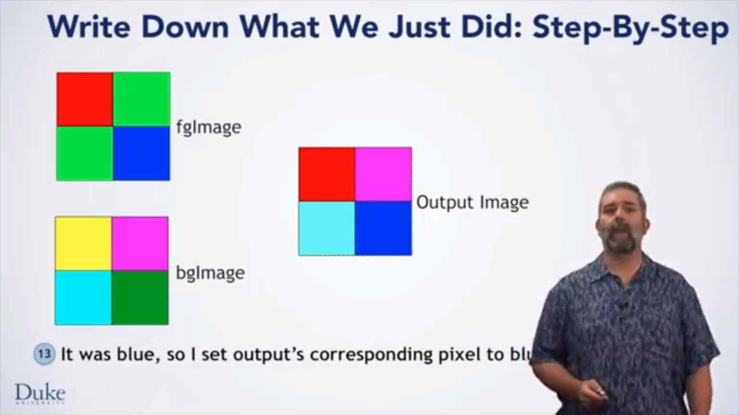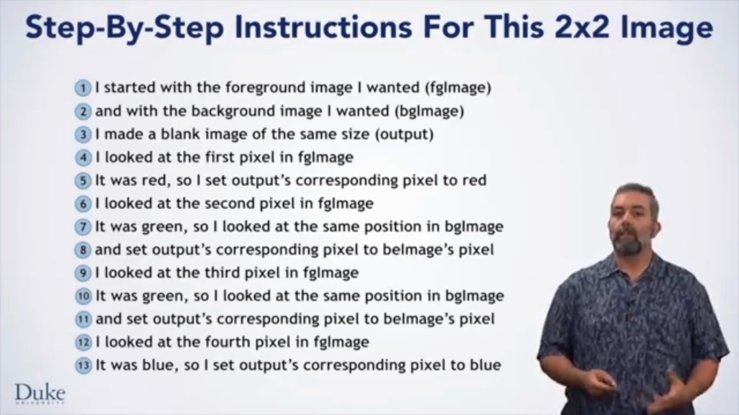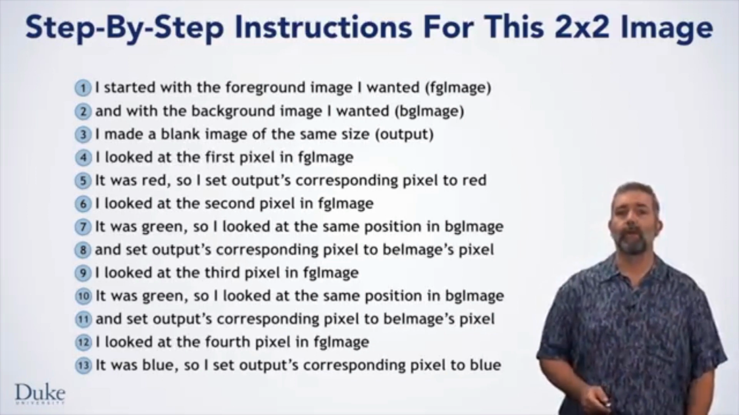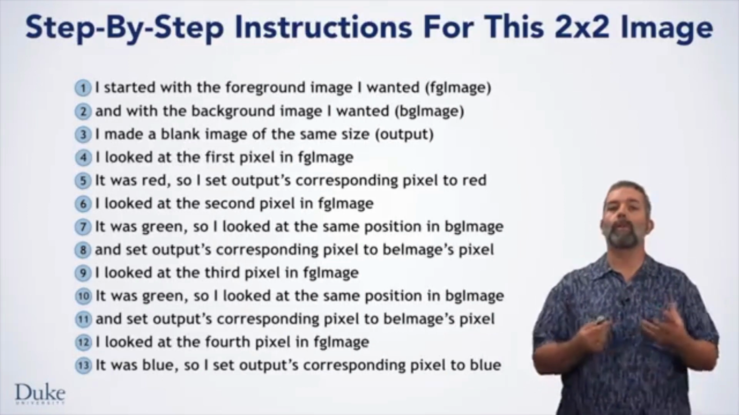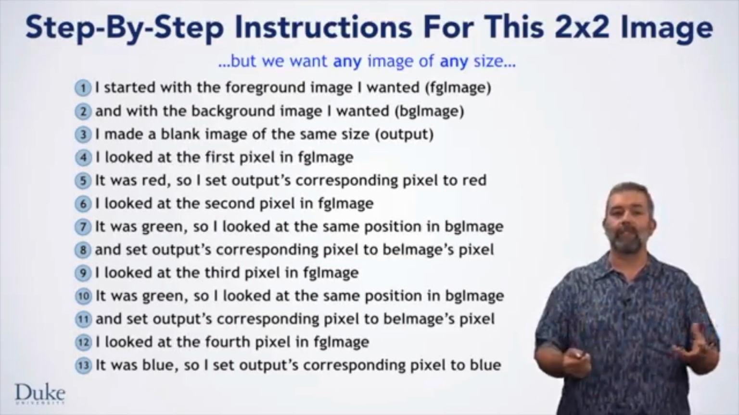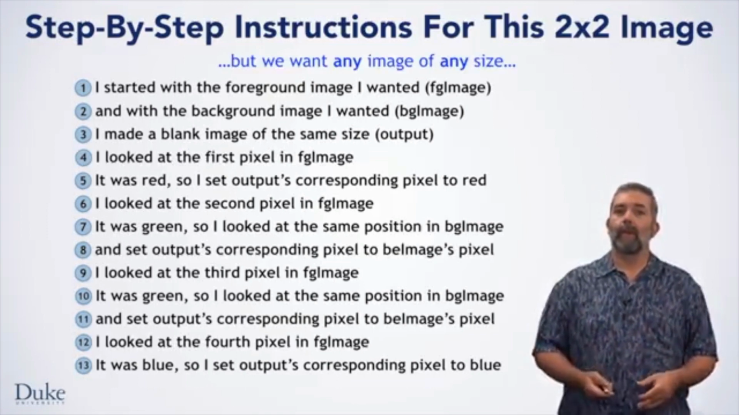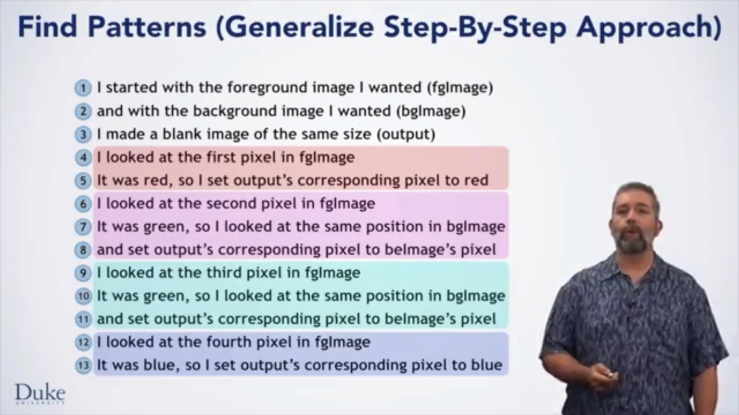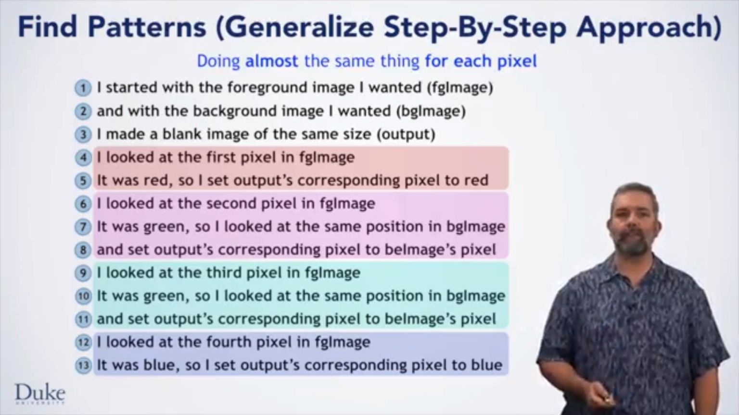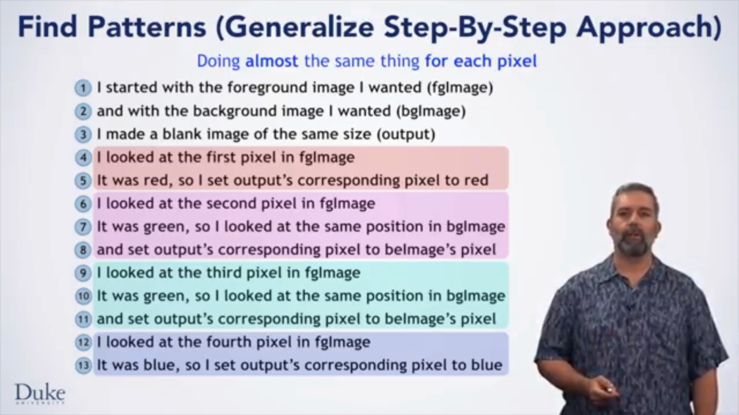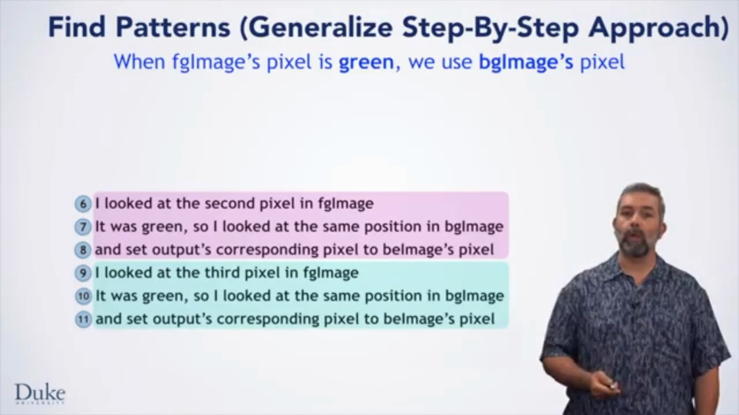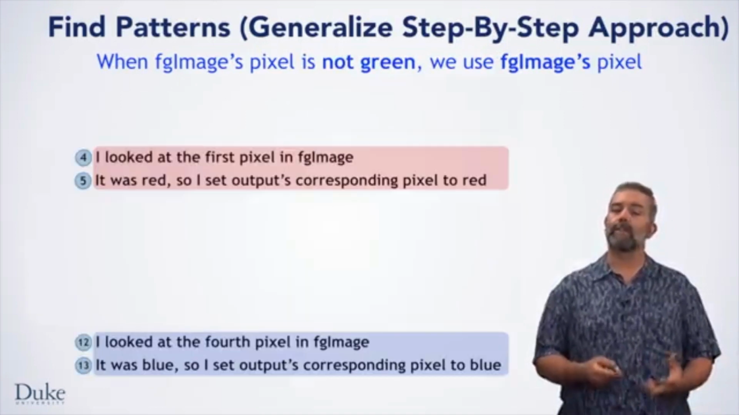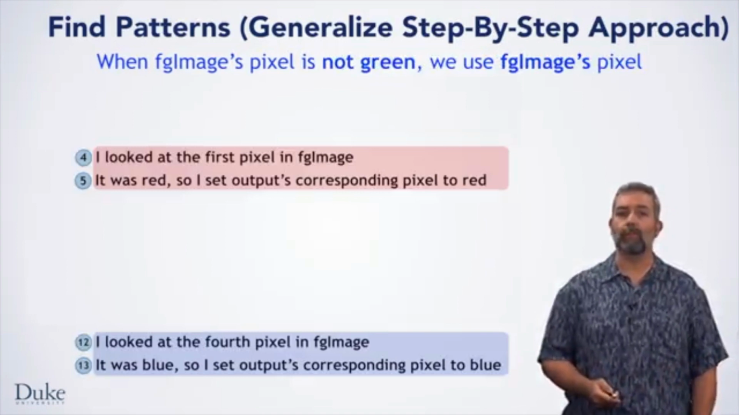Great! Now we have a step-by-step set of instructions to describe exactly how we solved the problem for this particular pair of images. But to write a program, we want to be able to solve this problem for any image of any size. Now, if you look at these steps closely, you will see that there is a lot of similarity. We're doing almost, but not quite, the same thing for each pixel in the image. When the FG image's pixel is green, we use the BG image's pixel. And when the FG image's pixel is not green, we use the FG image's pixel directly.